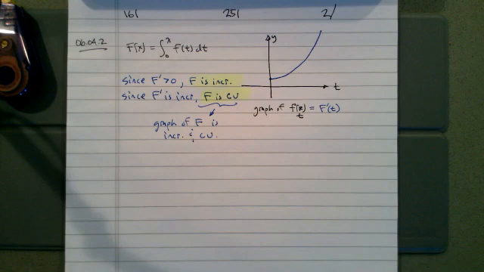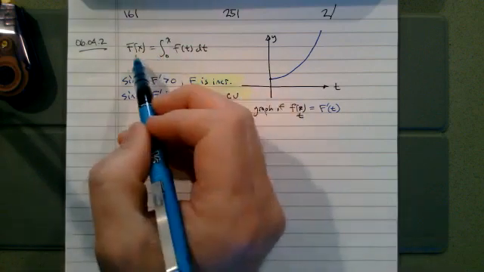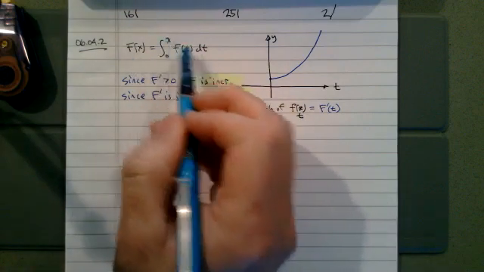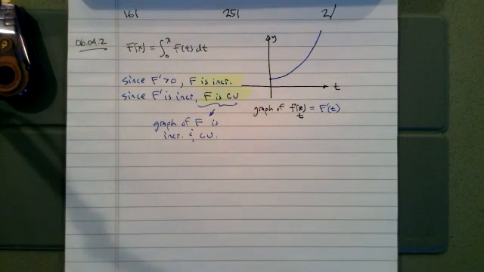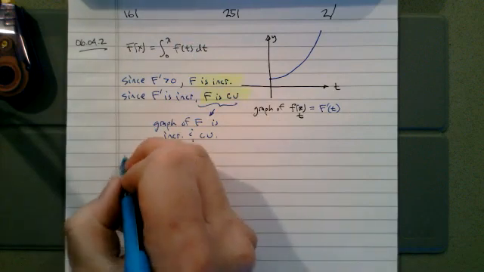The other thing to notice, if they wanted to actually challenge you a little bit, is that they could have drawn two graphs that are both increasing and concave up. But there's another piece of information that we have. Notice that when we define capital F as the integral from 0 to x, we know one of the values of capital F.